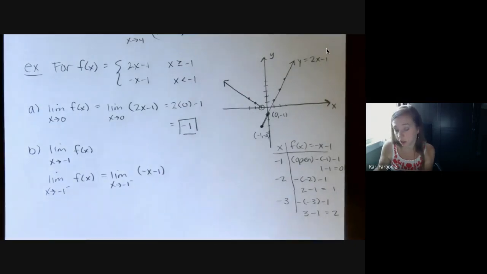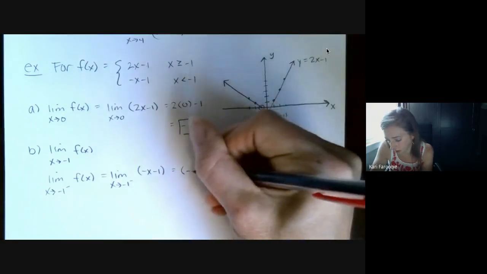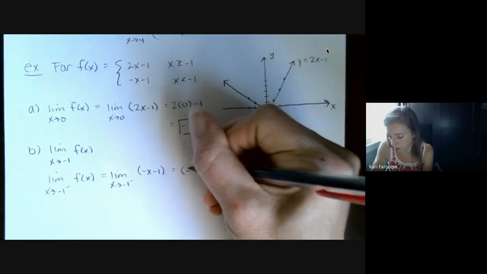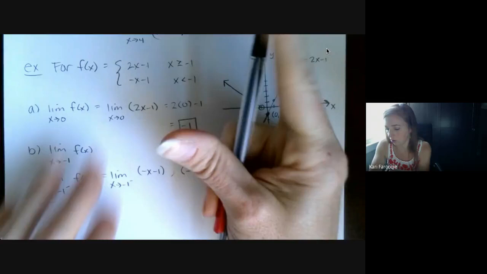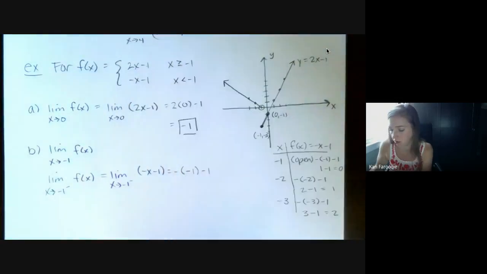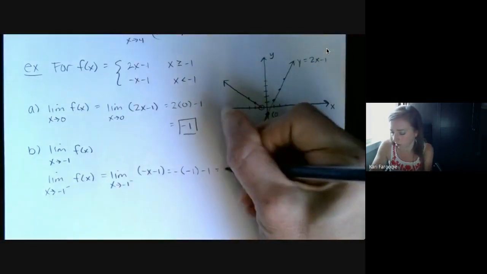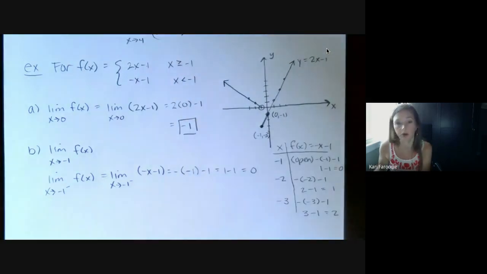And I'm going to get the limit value by using direct substitution. So I'm going to take -1. I kind of don't like this second set of parentheses, so I'm going to do this. -1 minus 1. And we know that 1 minus 1 is 0.